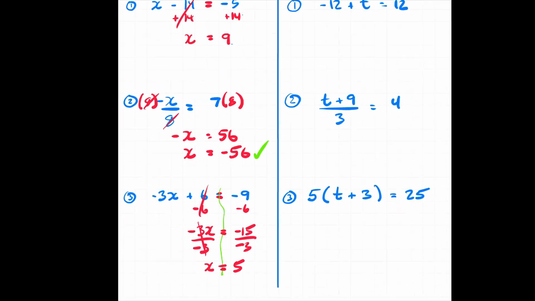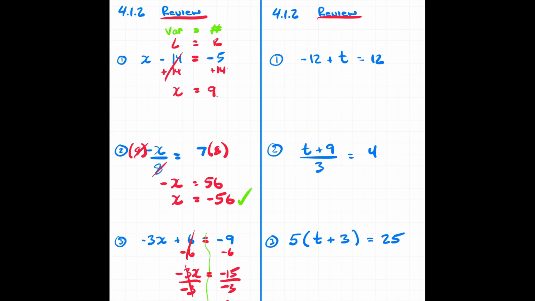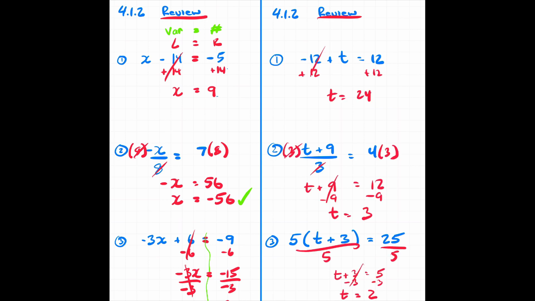Okay, so this is very similar to the quiz that you're going to have. So try these questions right now. Pause the video and come back to check your answers. All right, you should have got 24 for the first one. t equals 24. Number 2, t equals 3. And the last one should be t equals 2. If you didn't get those answers, take a look at my work and try and figure out what you did wrong.